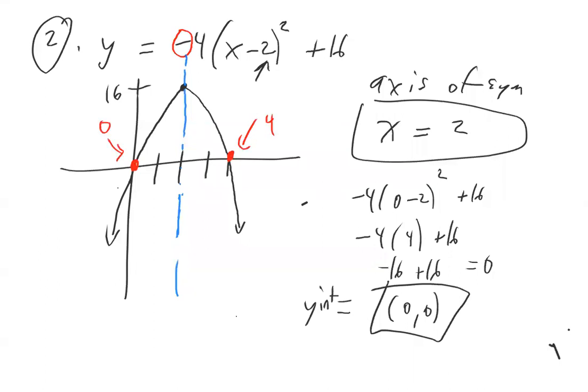So the next question is, what are the x-intercepts? Well, the x-intercepts, we have to write them as an ordered pair. The first one would be (0, 0), and then the next one would be (4, 0).